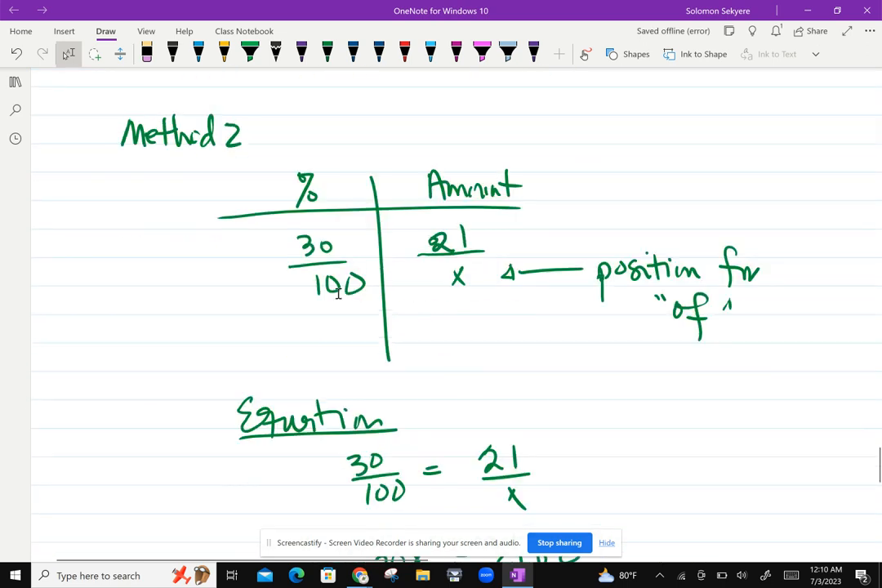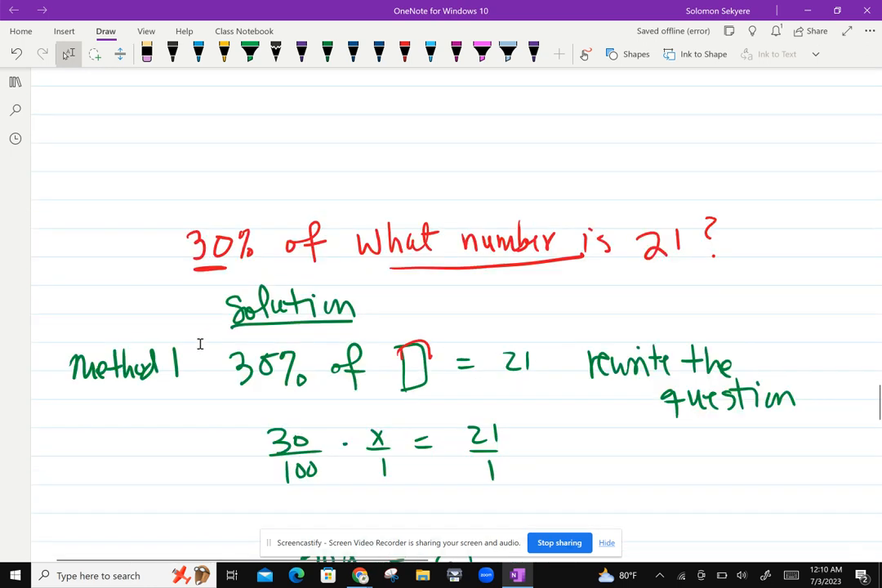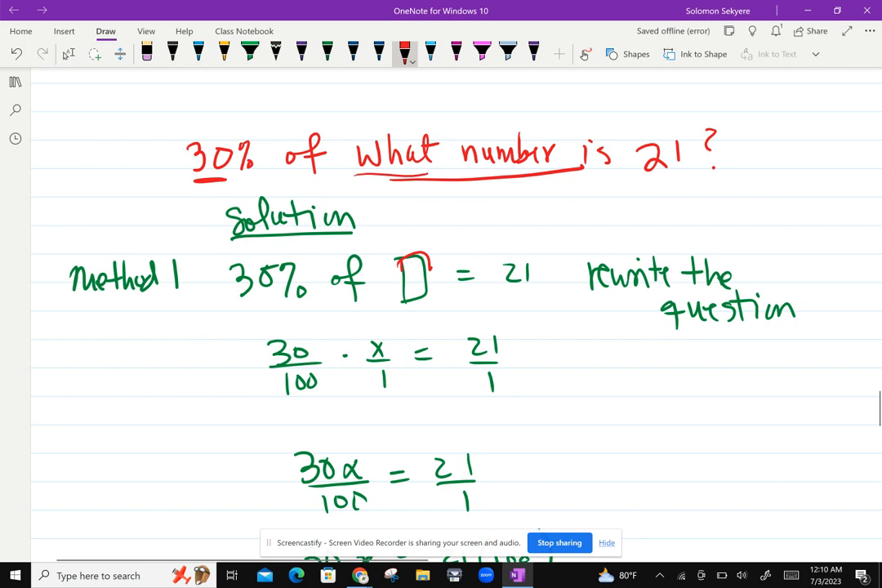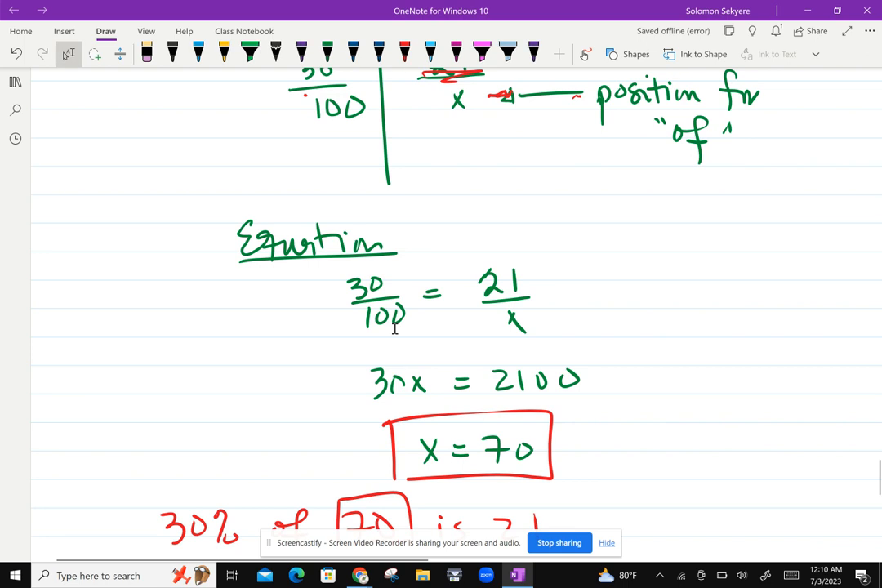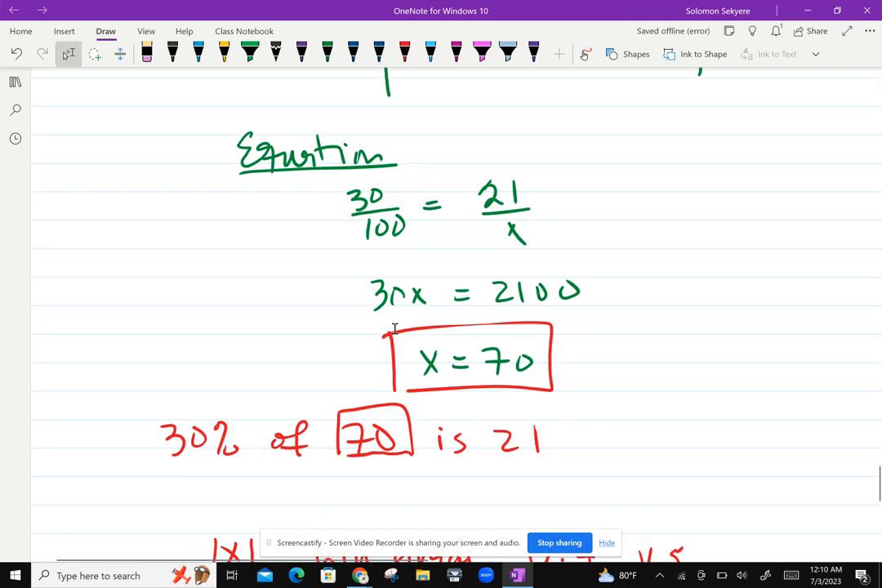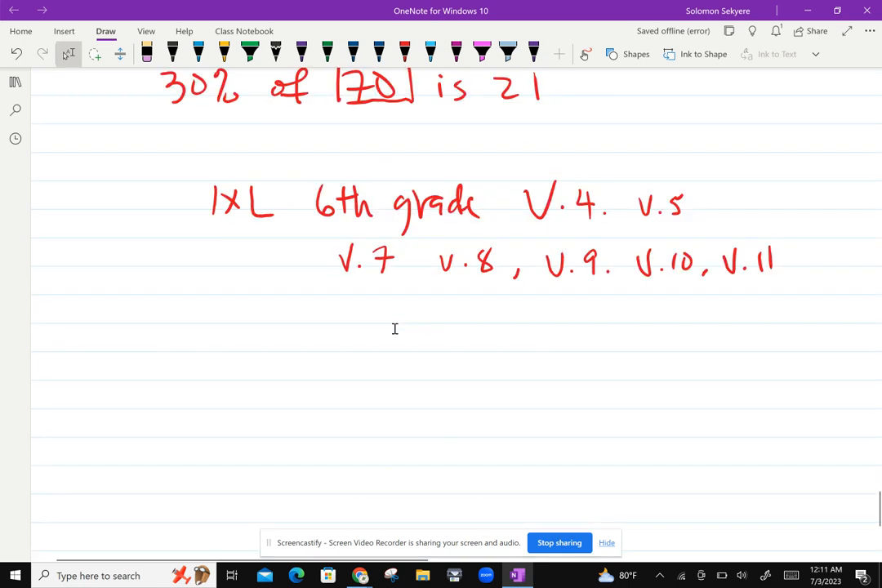With me, if you do the table, left side is percent, right side is amount. 30%, 30 over 100, of what number? What is missing? The of is a denominator. Of what number? Of goes to the denominator. So 21 over x. We need to know that denominator. Another equation, cross multiply, and then we say 30% of 70 is 21. Got it?